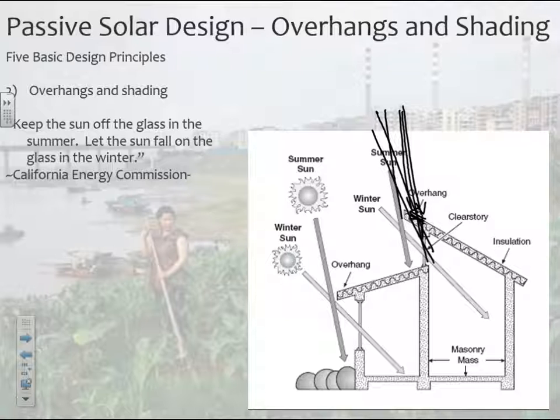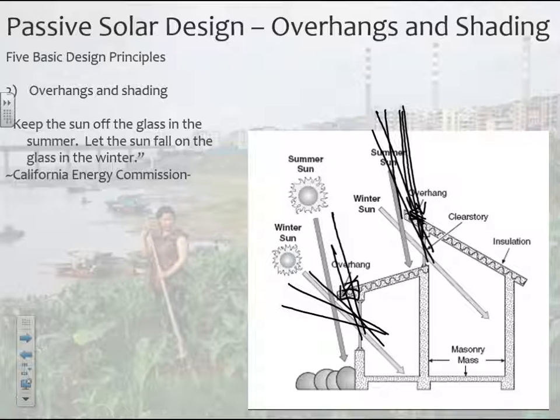And the same thing here, if this overhang wasn't here, then this sunlight in the summer could end up going right in your window, okay? But what's nice about it is the overhang is small enough that the winter sunlight can come in at lower angles. And so there are other things that you can do.